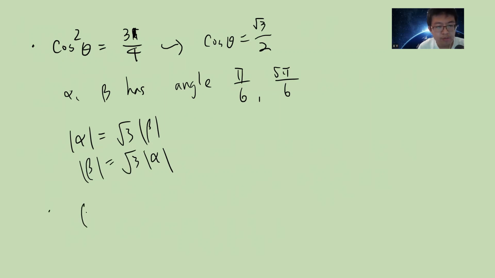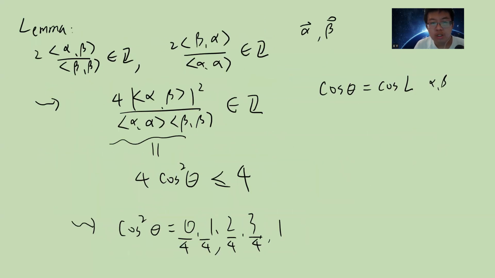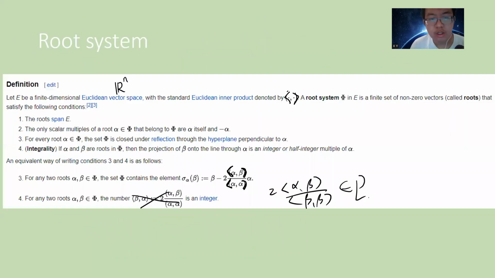And the final one is that beta is positive or negative alpha. In this case, your cosine squared is 1. So these are just the results that you can derive from these 4.